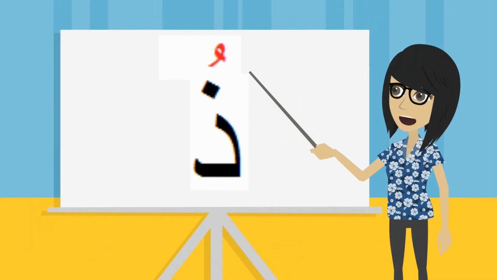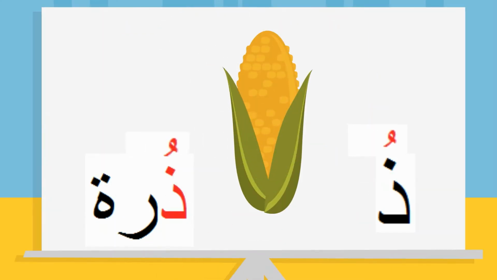Vowel with al-dhamma is dhu. Dhu. As an example, the word dhura. Dhura, which means corn. Say after me. Dhu. Dhura.